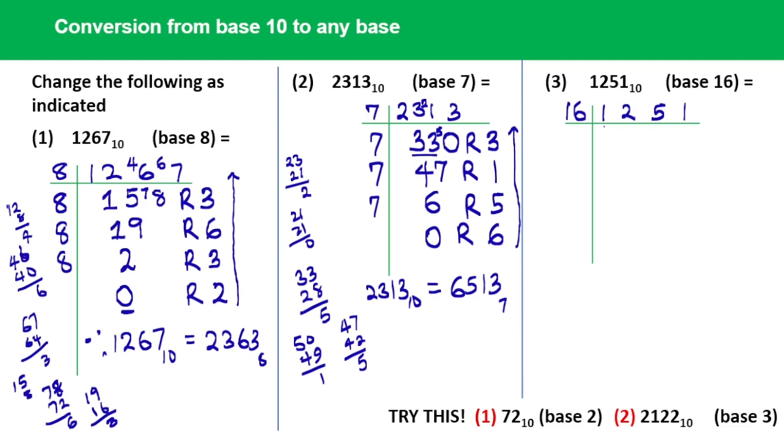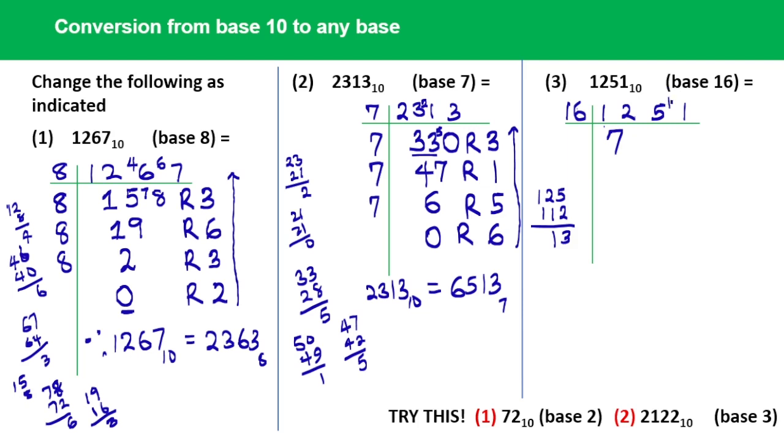How many 16s can we get from 125? That is 7. There are 7 16s in 125. 16 times 7 is 112. Therefore, 125 minus 112 will give us 13. That's a remainder of 13.